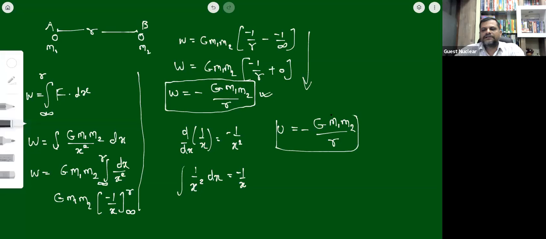As we have already seen, the force between the two masses is given by G m1 m2 upon R square. But the basic difference between this formula and this formula here is that here there is R square, but here there is no R square. It is simply R. That is the basic difference we have to understand. Okay, so this is the formula for potential energy which is stored between two masses m1 and m2, kept at a distance r from each other. Yes, so this is the first thing to understand.